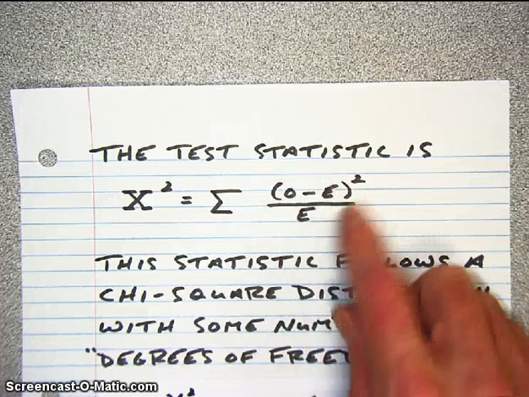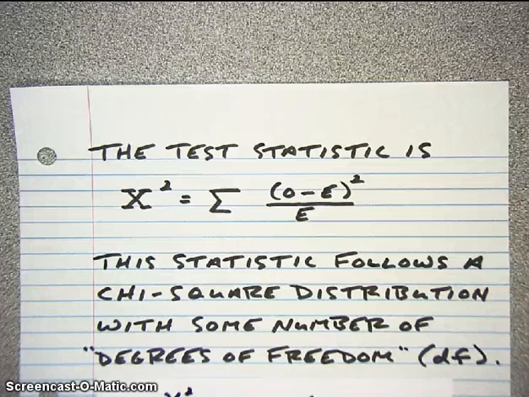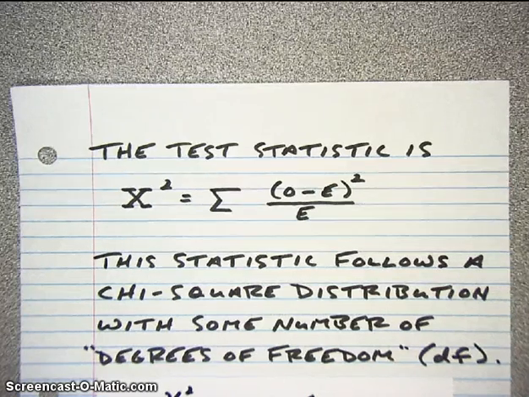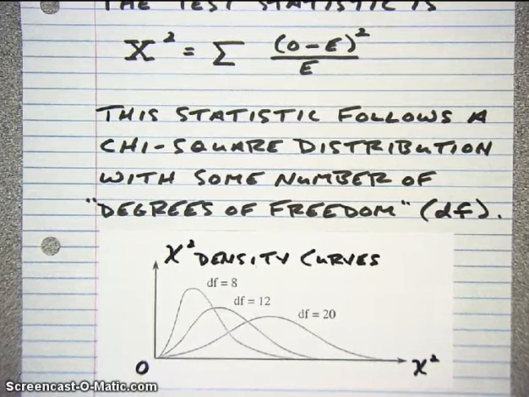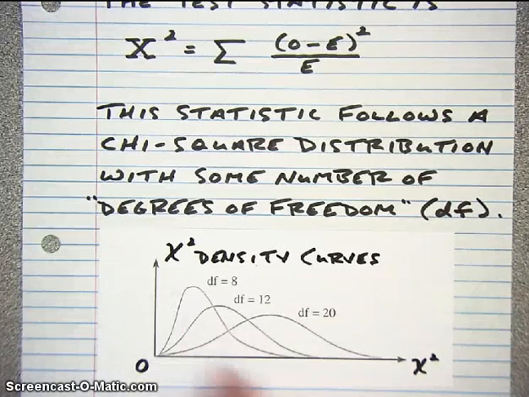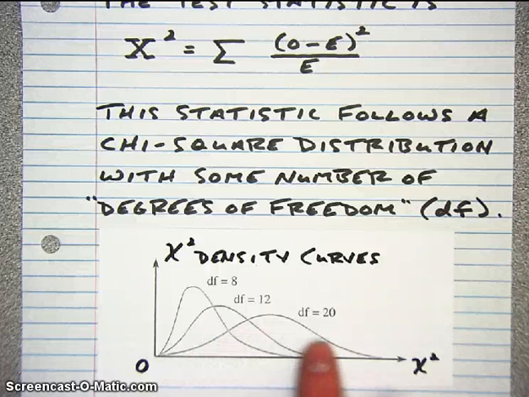So we'll get one of these expressions for each category in the data, and then we add up over all the categories. Now this statistic will follow a chi-square distribution with some number of degrees of freedom, and as we go through the unit, we'll look at how we calculate those degrees of freedom. There's a different chi-square distribution for every value of df. Typically, chi-square distributions are right skewed, and as you can see, when degrees of freedom are 8, the distribution is strongly right skewed. But as the degrees of freedom increase, the distributions get more symmetric, and asymptotically they're normal when the degrees of freedom are very large.